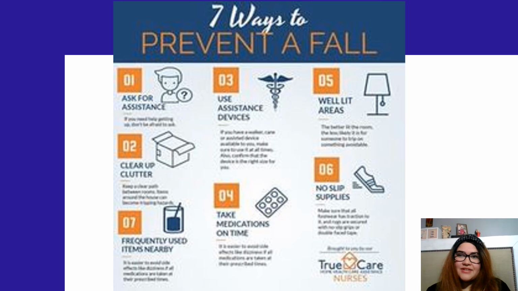And here I have 7 ways to prevent falls. Always call for assistance. Use assistance devices such as walkers, canes. Make sure that the area is well lit, clear of clutter. Try to keep frequently used items nearby. Take medications on time, and try to use non-slip shoes.